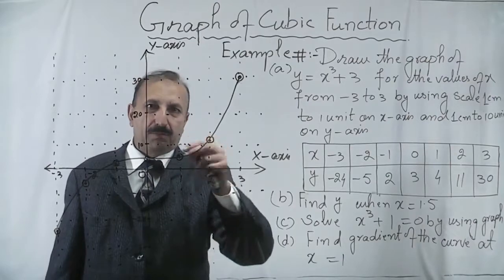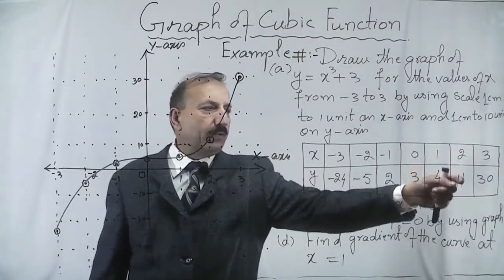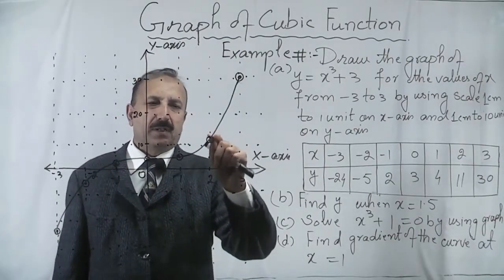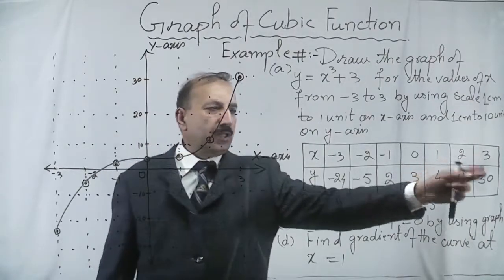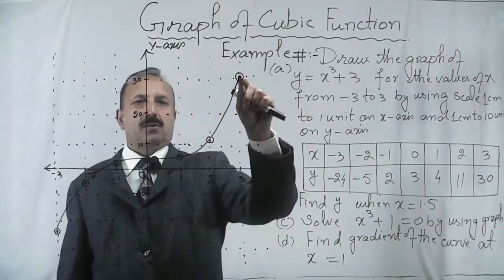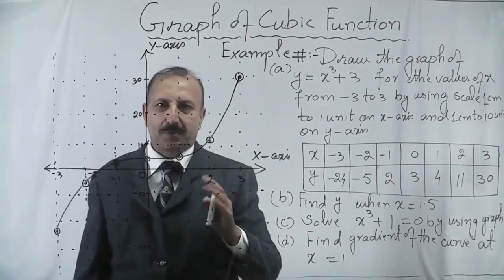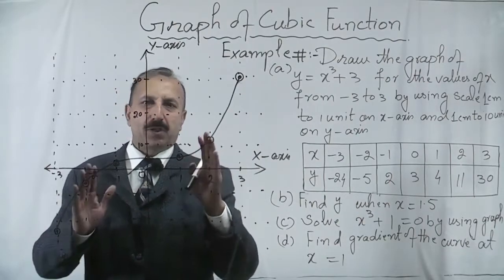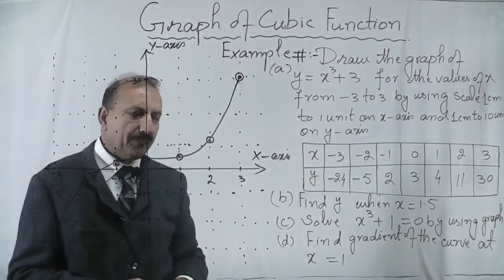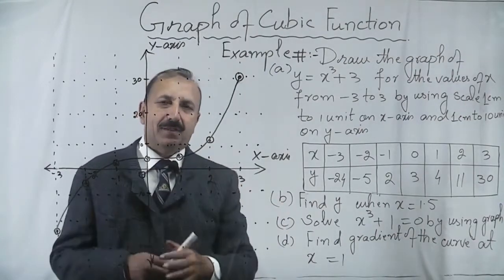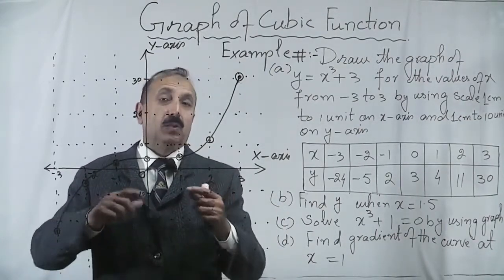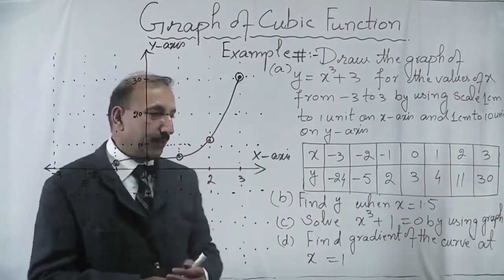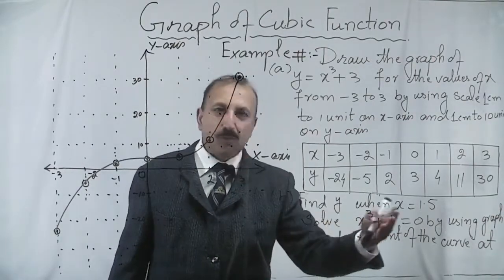Then 1 and 4: this is 1, 4, on the positive y-axis side. Then 2 and 11: here is x equal to 2, and 11 is just after 10, 1 unit up. Then 3 and 30: here x is 3 and y is 30. I labeled all these points, my dear students, and then drew this curve. This is the curve of a cubic function, and you can see it is approximately equal to the small graph that we learned in interpretation of graphs of functions.